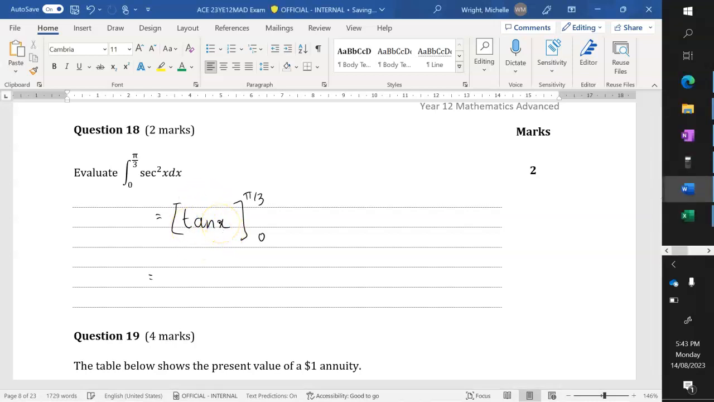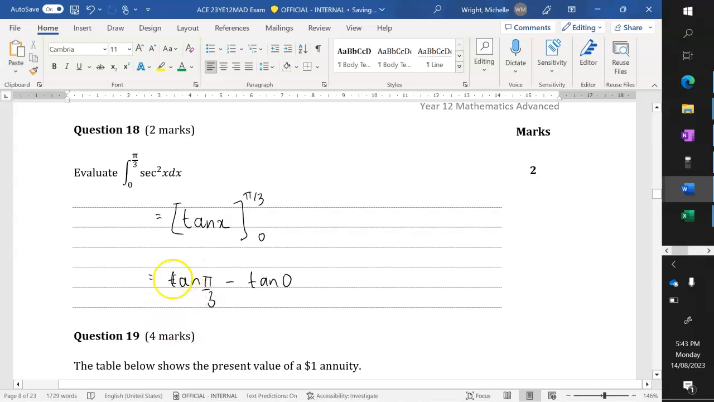Your next step was subbing in your limits: tan of pi over 3 minus tan of 0. You're going to use your special triangles to work that one out. Tan of 0, you could pop that in your calculator, is 0. Tan of pi over 3, I don't know if people didn't know what pi over 3 was. Pi is 180 degrees, 180 divided by 3 is 60. So you're basically just working out what tan of 60 degrees is on your special triangles, which are on your HSC formula sheet.